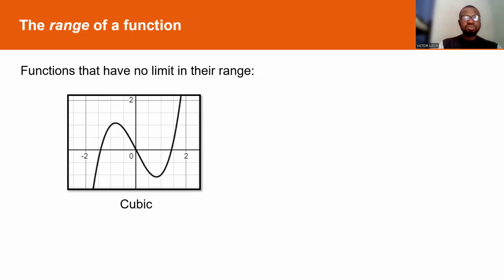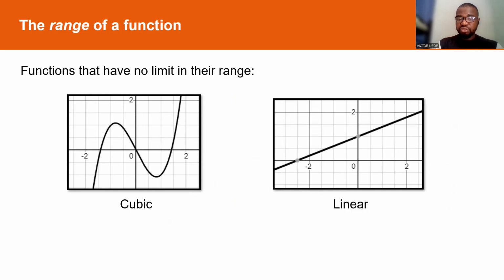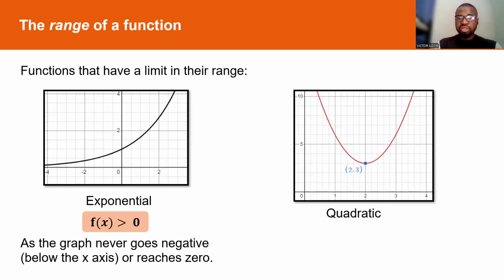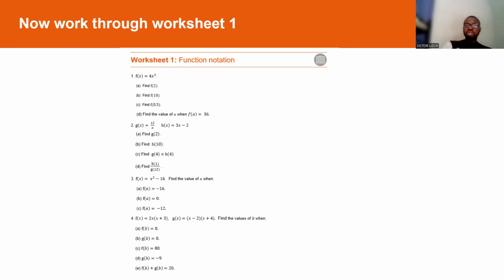And the same happens to the range. The range can be linear, cubic, and exponential. So when there is a range of a quadratic, there's always going to be a minimum value or a maximum value. I'm going to make another video to talk about the domain, the codomain, the range, and how you can get them.